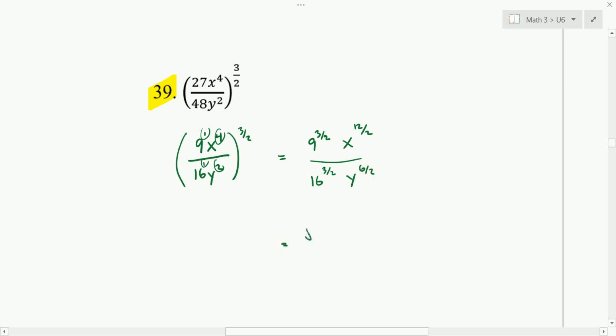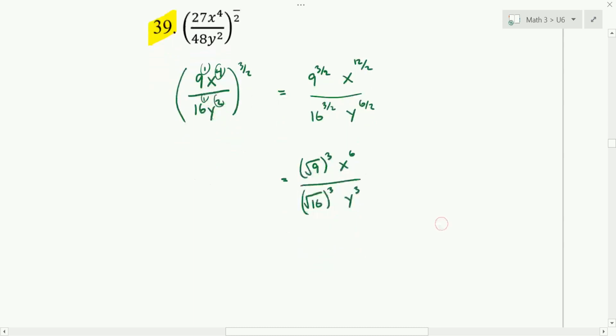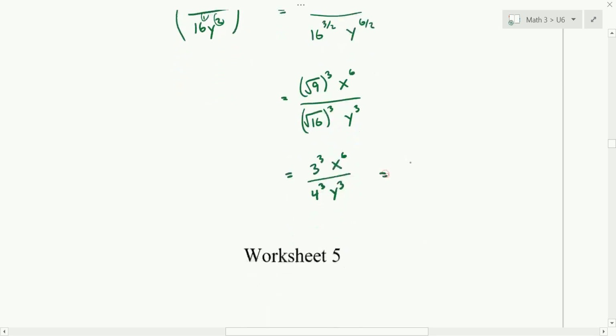9 to the 3/2 means the square root of 9 cubed. X to the 12 over 2 reduces to x to the 6. Square root of 16 to the 3rd power. And y to the 3rd, which is 3 cubed x to the 6th over 4 cubed y to the 3rd, which is 27 x to the 6th over 64 y to the 3rd.